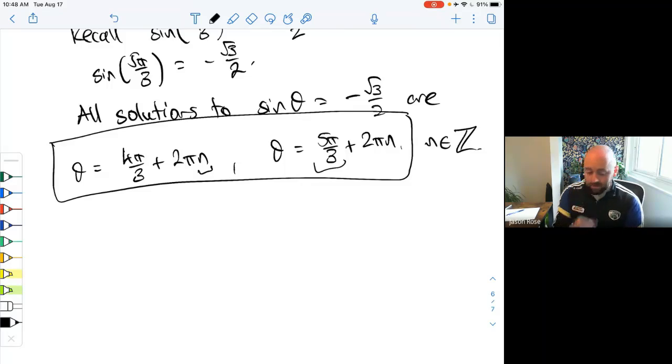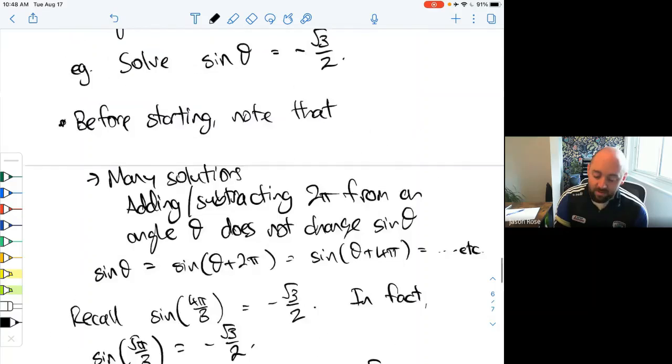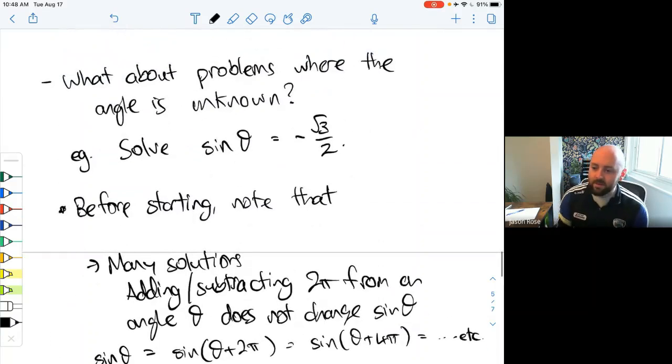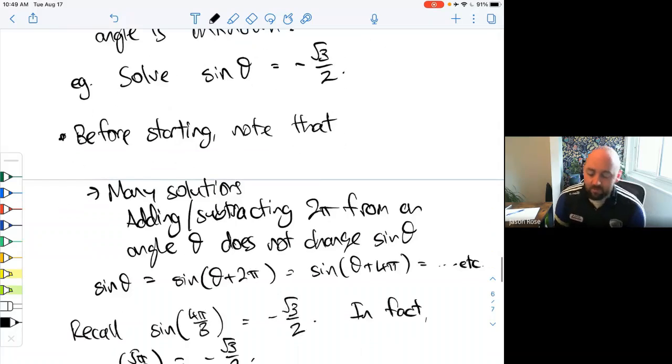Okay, so just to recap this a little bit, I haven't actually really told you how to solve it yet. I'm still talking through the ideas of the problem and how you might present an answer and so on. So before starting, there's many solutions, because for any solution that you do have, adding or subtracting 2 pi also is a solution.